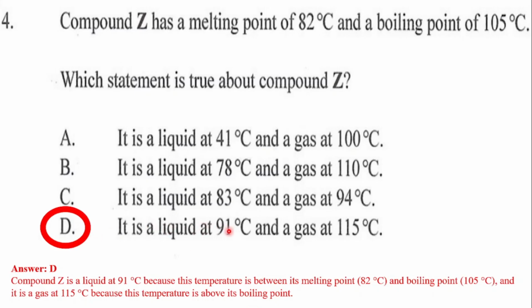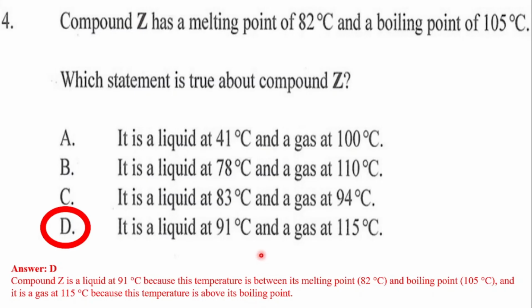It's going to be a liquid at 91 degrees Celsius because that's between the melting point and the boiling point. And it's going to be a gas at 115 degrees Celsius because that temperature is above the boiling point. All right, so hopefully I said that right. It's going to be a liquid at 91 degrees Celsius because 91 degrees Celsius is between the melting point and the boiling point. And it's going to be a gas at 115 degrees Celsius because its temperature is above the boiling point.